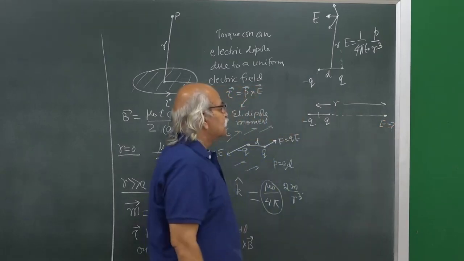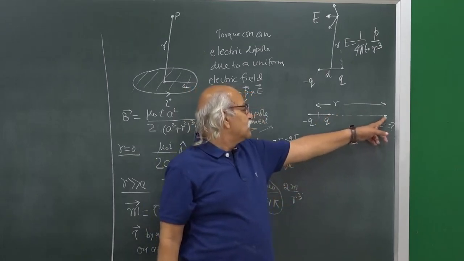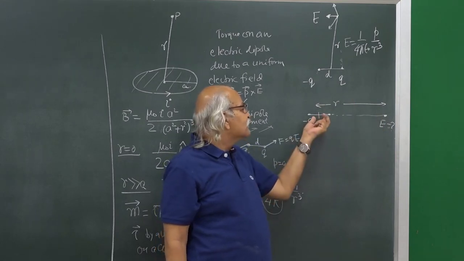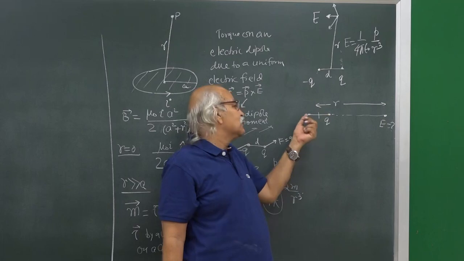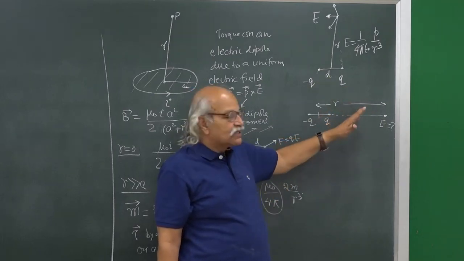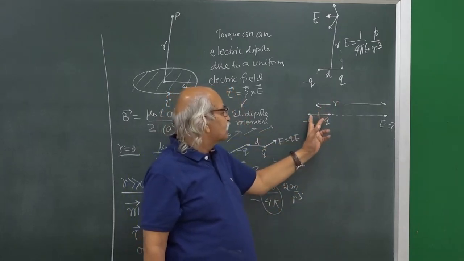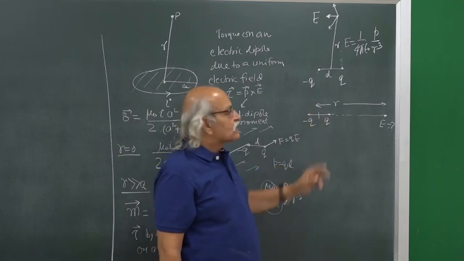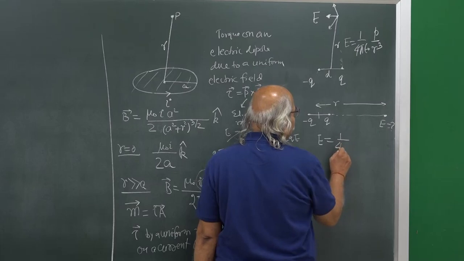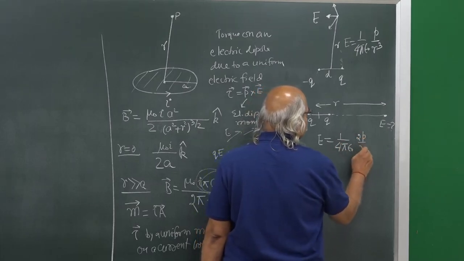So, here also it is simple. From this plus Q, you write the electric field. This will be 1 by 4 pi epsilon naught and Q divided by R minus D by 2 whole square, and similarly from the other charge, and then you do these calculations and take the approximation. This R is much larger than the separation D, and then you get E is equal to 1 by 4 pi epsilon naught and 2 P by R cube.